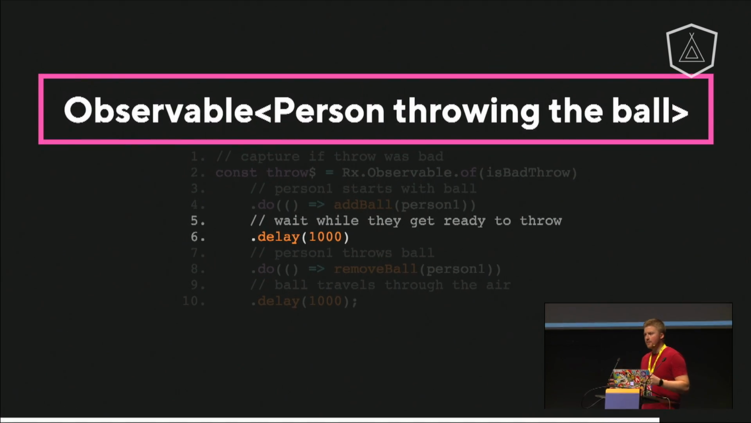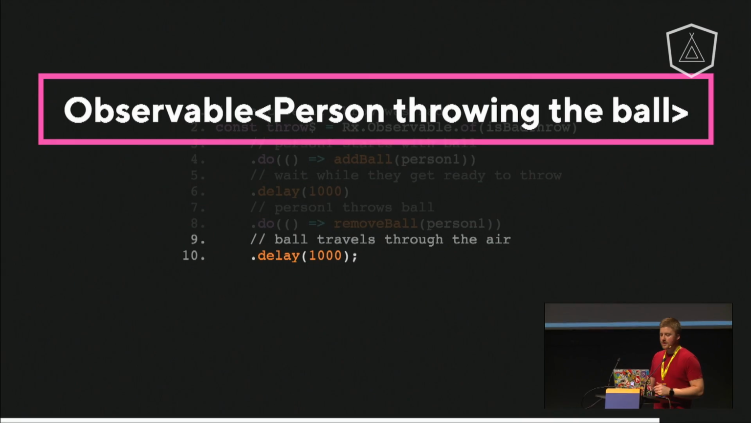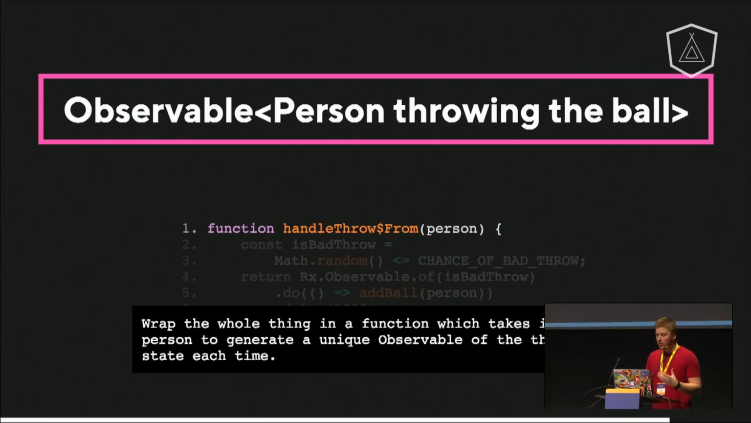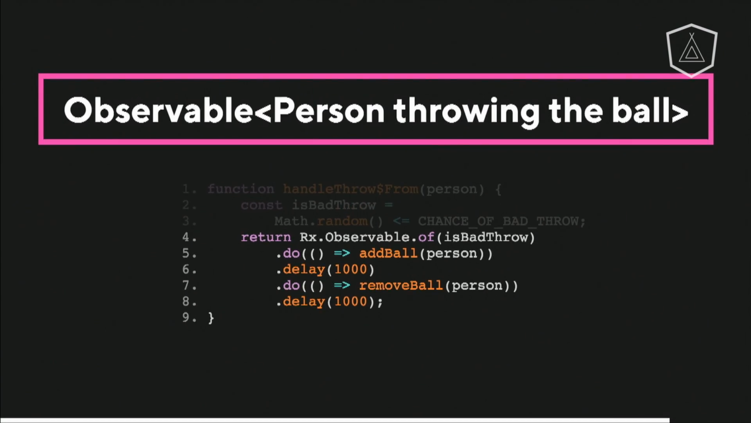So in the imperative example, we had to wrap the whole thing in a set timeout. We had to nest all of our program. But in this case, we just need to use the very simple RxJS operator called delay. And we're going to delay for 1 second. Person 1 throws the ball, so we remove it. And we're using a do again, exact mirror image of our add. And then we delay for the ball traveling through the air again. So our whole example, once we wrap it in a function to be able to pass in which person this is referring to, becomes this code here.